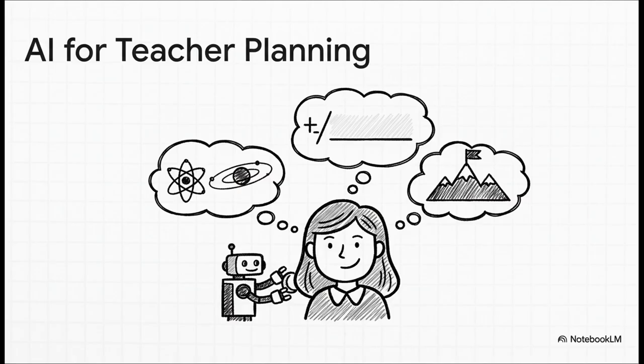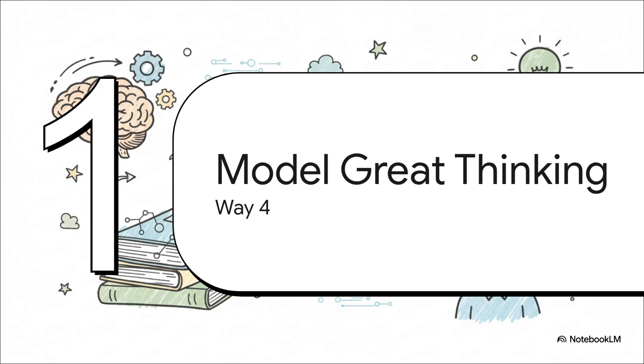Our fourth way is all about making expert thinking visible. So often, our students see a polished final essay or a perfect solution, but they have no idea about the messy, step-by-step process it took to get there. Well, AI can help us pull back that curtain.